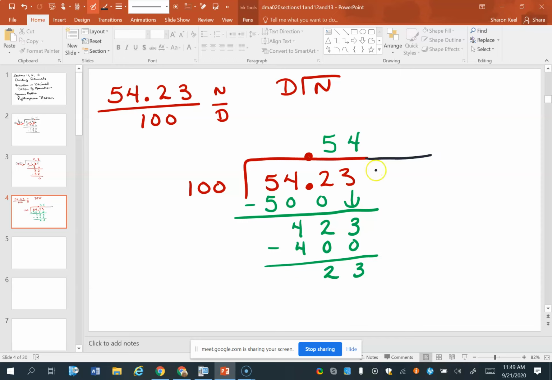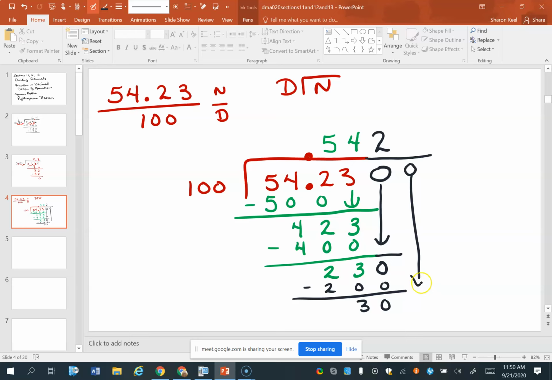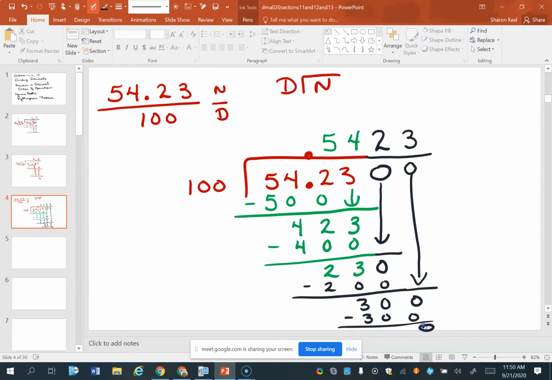So let me extend my line. When I need to bring something down, there is not a number there, so I add a 0, and this now becomes 230. 100 goes into 230 2 times. 2 times 100 is 200. Subtract, I have 30 left. Okay, 100 doesn't go into 30. Add another 0, bring it down. So now 100 into 300 goes 3 times. 3 times 100 is 300. And then I have a remainder of 0.